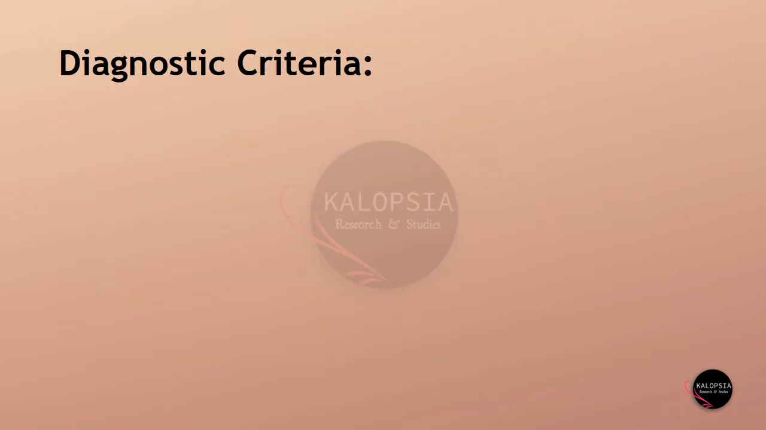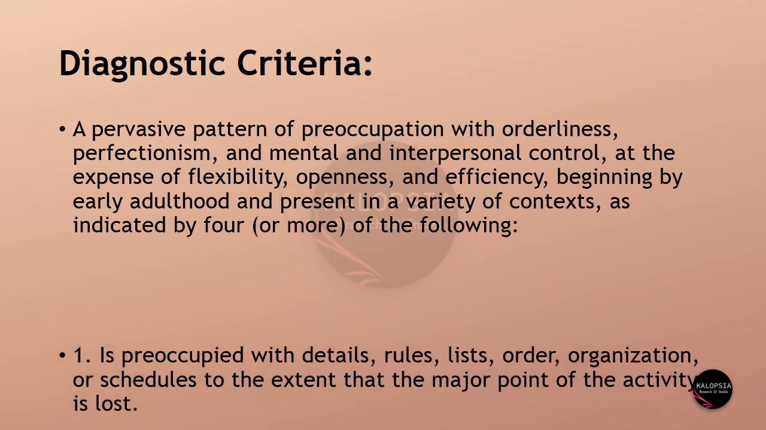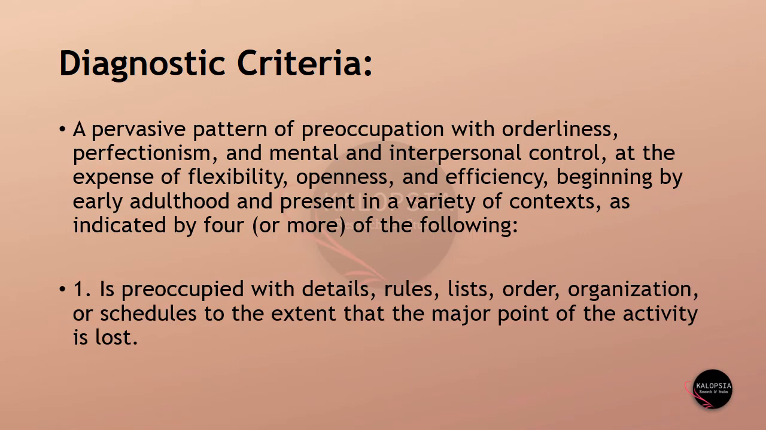Now let's check out the diagnostic criteria for OCPD. A pervasive pattern of preoccupation with orderliness, perfectionism and mental and interpersonal control at the expense of flexibility, openness and efficiency that begins by early adulthood and is indicated by 4 or more of the following. First, is preoccupied with details, rules, lists, order, organization of schedules to the extent that the major point of the activity is lost.